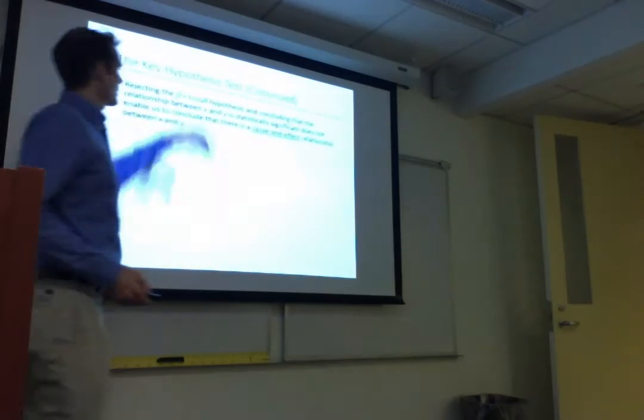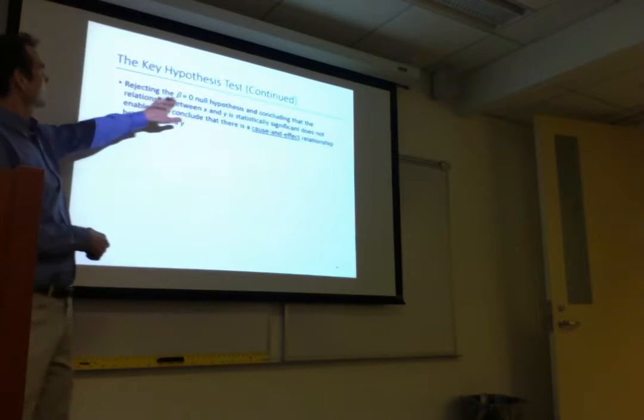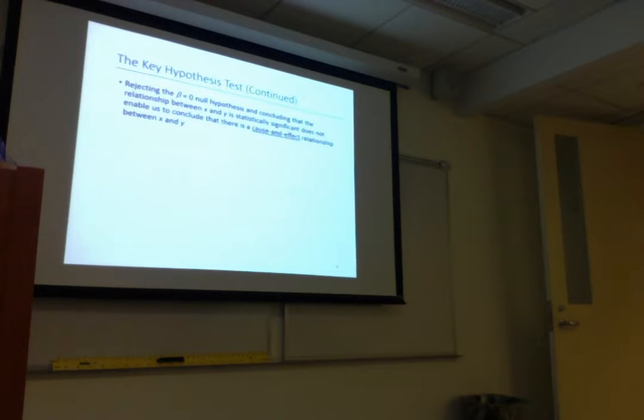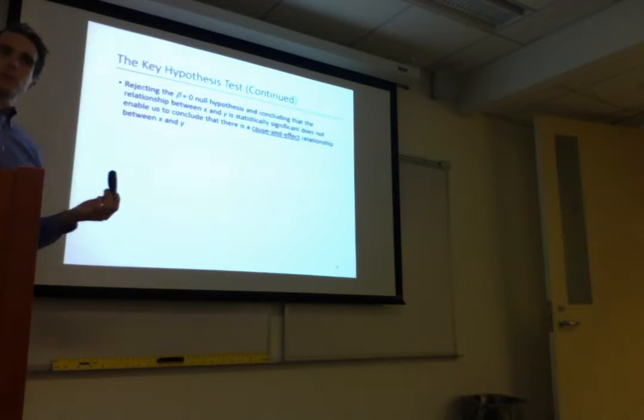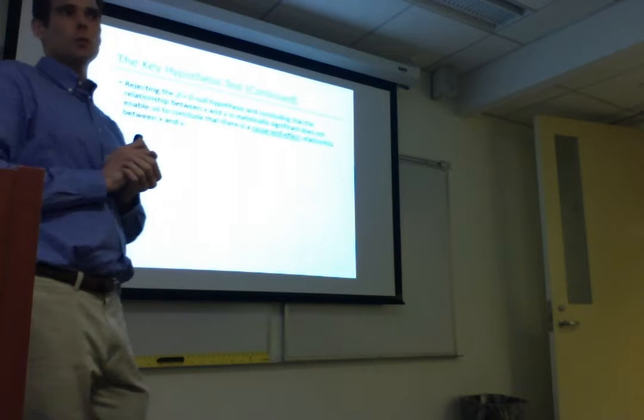Rejecting, okay, this is just some fine print. Let's talk it through. Rejecting the null hypothesis that the population slope is 0, concluding that the relationship between x and y is statistically significant, does not enable us to conclude that there is a cause and effect relationship. Remember, we can't say one thing causes the other. All we can say is there's a relationship and a correlation between two things.